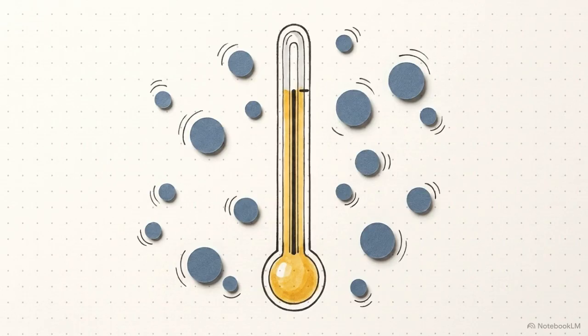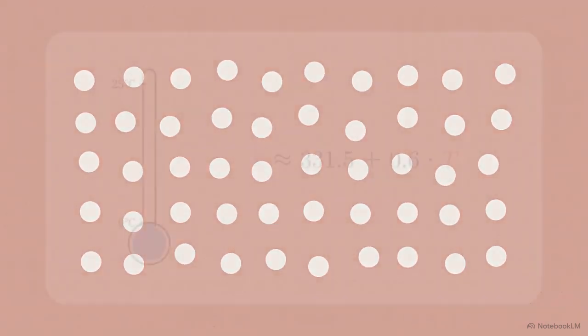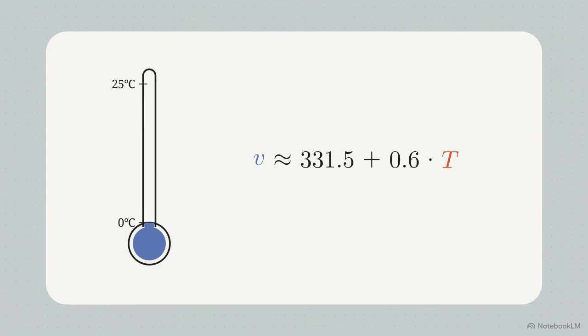There is one final variable sabotaging our measurement, and it is the air itself. Sound is a chain reaction of gas molecules bumping into one another. If the room is warm, those molecules already have a higher baseline energy, which means they transfer that acoustic bump faster. This graphic maps the exact relationship. Base speed starts around 331 meters per second at freezing, but for every single degree Celsius the room warms up, the speed of sound gains an extra 0.6 meters per second.